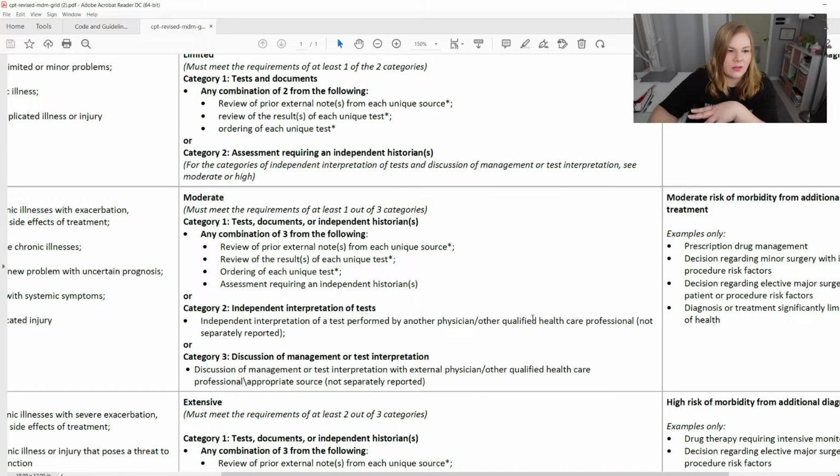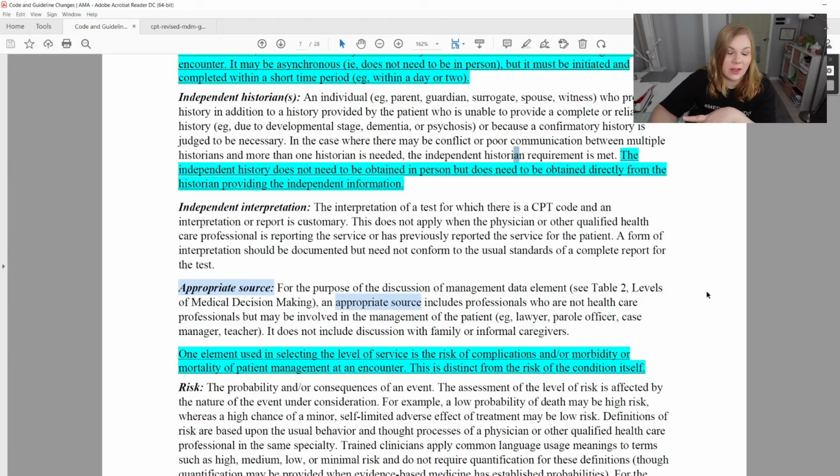And then category 3 is our discussion of management or test interpretation. So discussion of management or test interpretation with an external physician or other qualified healthcare professional or appropriate source not separately reported, again, that we're not billing out for separately with a separate CPT code. And if we look at our guidelines document, it even tells us what an appropriate source is. So if you just click that Control F to find and even type in appropriate source, or basically any term you want to look up, you can find quickly that definition.